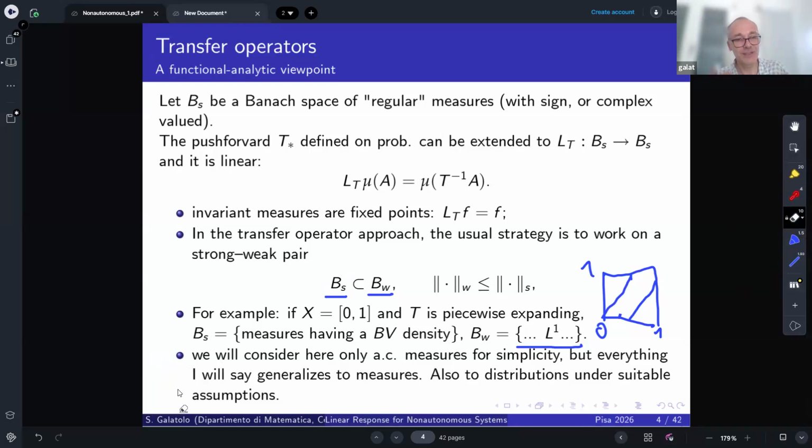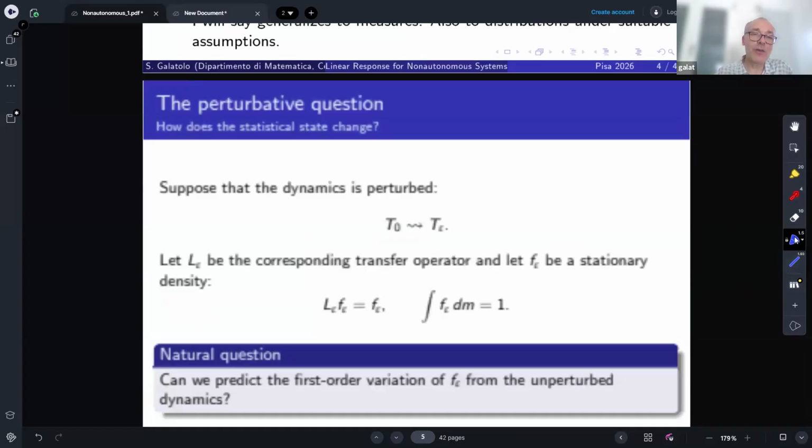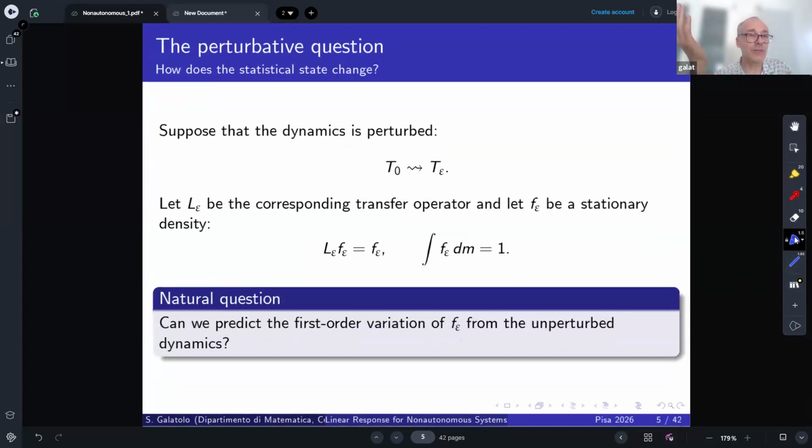But again, the theory can be extended to a more general framework. Okay, so what we are going to talk about: what is linear response? Linear response is an answer to the following natural question.